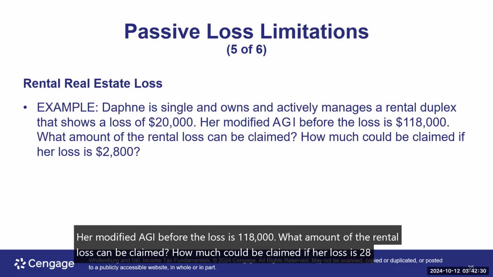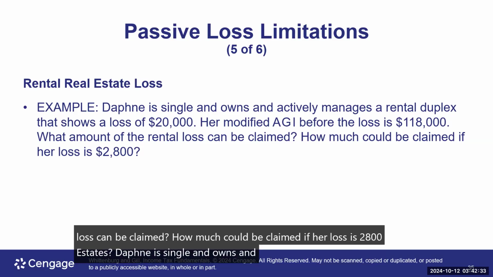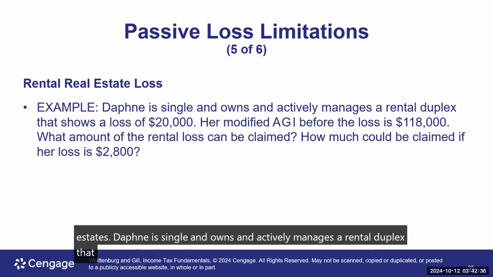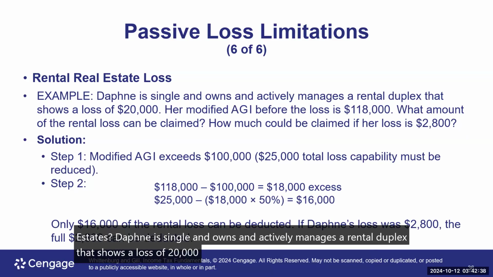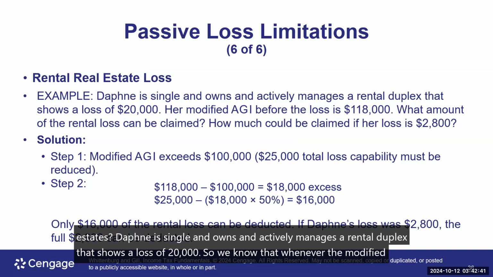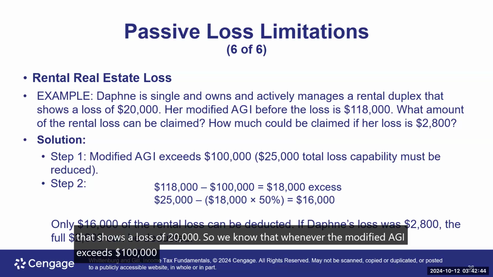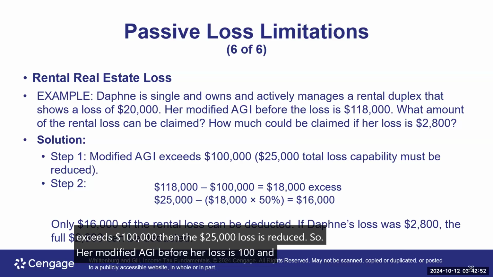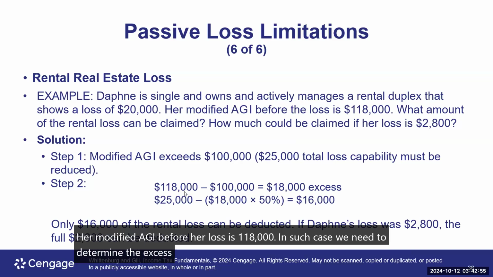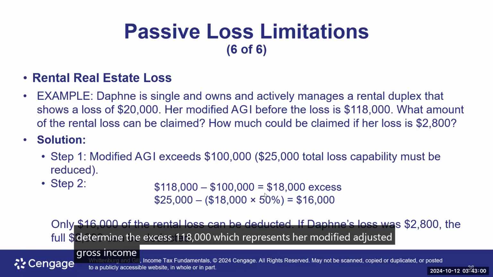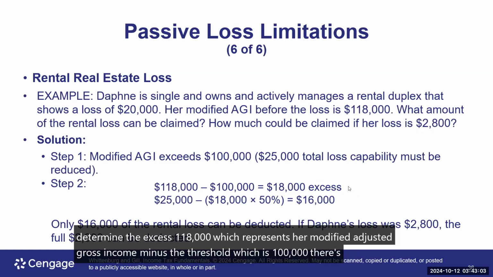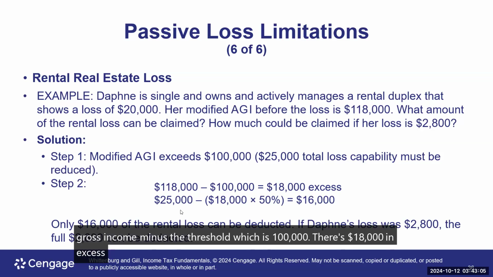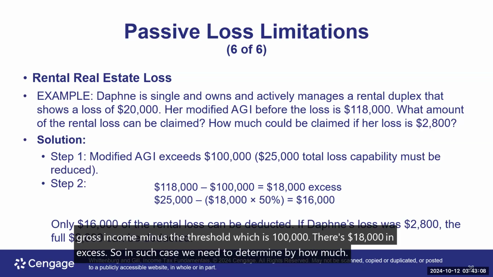It states Daphne is single and owns and actively manages a rental duplex that shows a loss of 20,000. So we know that whenever the modified AGI exceeds $100,000, then the $25,000 loss is reduced. So her modified AGI before the loss is 118,000. In such case, we need to determine the excess. 118,000, which represents her modified adjusted gross income, minus the threshold, which is 100,000. There's $18,000 in excess. So in such case, we need to determine by how much is this $25,000 loss reduced.